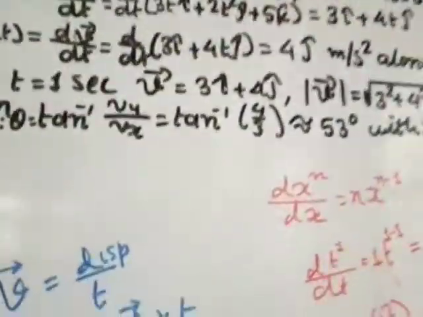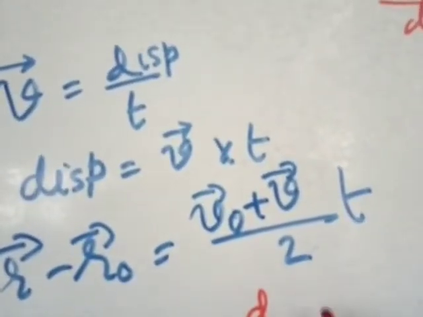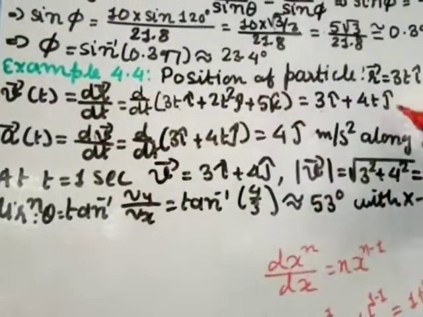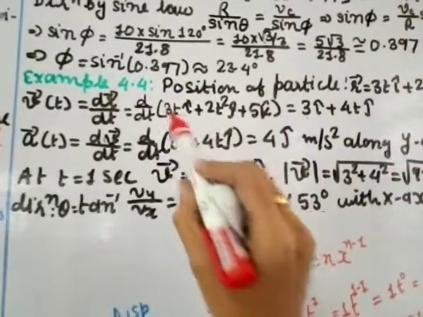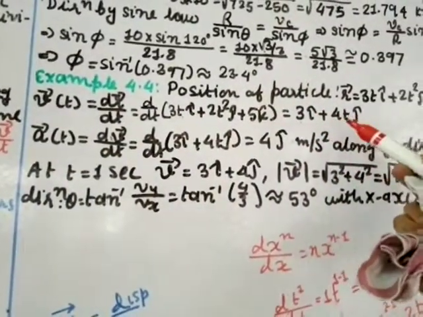Now the derivative of any constant, d/dx of any constant, is 0. There is no t in the last term, so this answer will be 0 and no more term remains. So you can find the velocity as 3 i cap + 4t j cap.